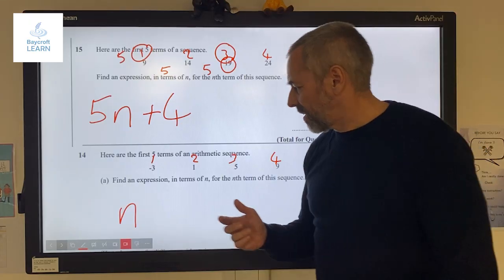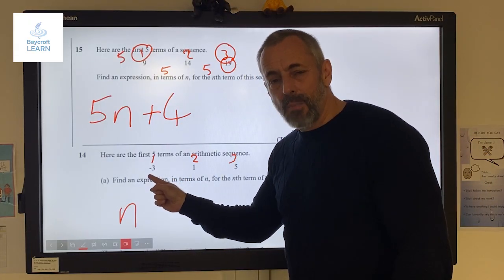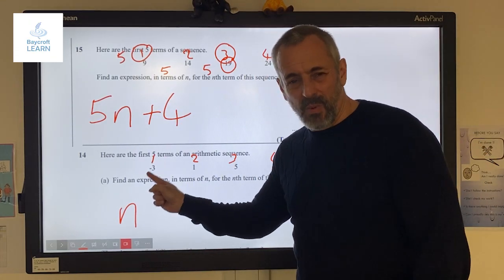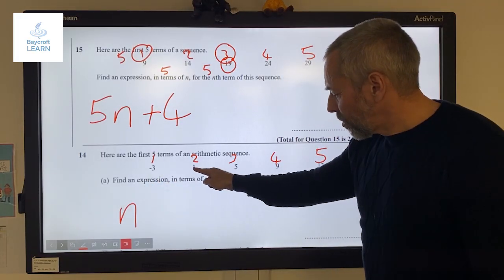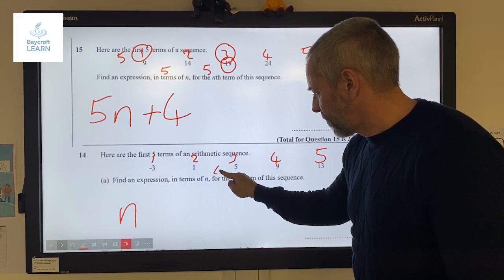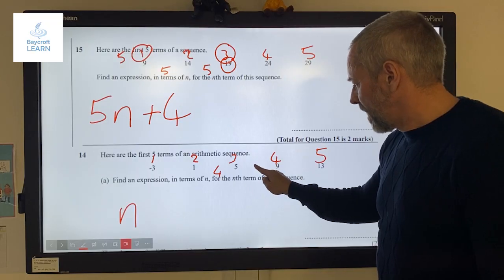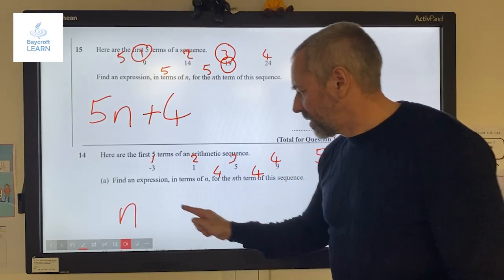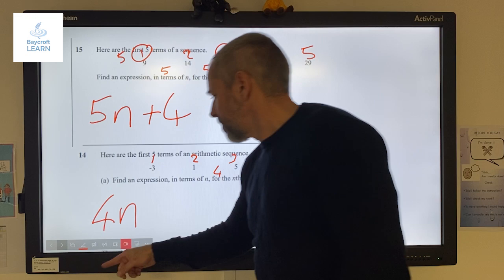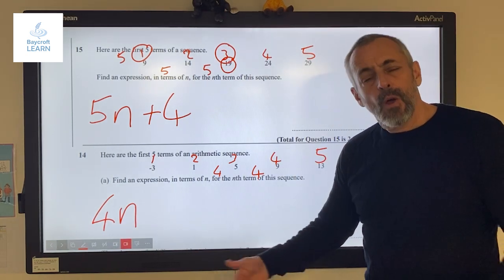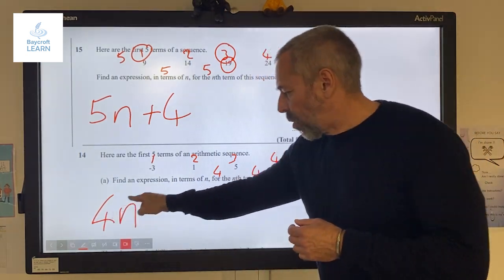Now, here's the reason I've included this one. We've got a negative number here. I don't want to work with that really, so I'm going to look up here. What's the difference between 1 and 5? It's 4. The difference between 5 and 9 is 4. So we know our common difference is 4. So we've now got 4n. We multiply 4 by n.